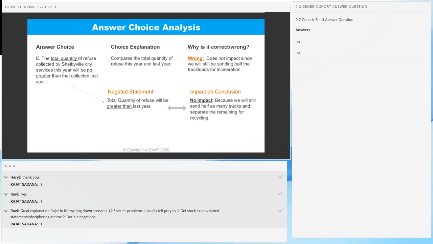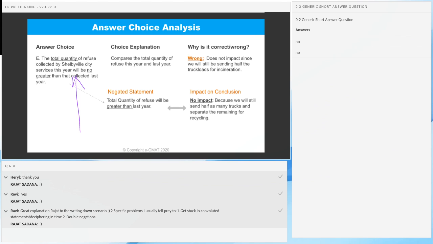Let's look at choice E. Choice E talks about the total quantity of refuse collected. Again, does it matter? Absolutely not. We already saw that even if you collect 10 times as much refuse, it doesn't matter. Why? Because I'm only going to get half as many truckloads.